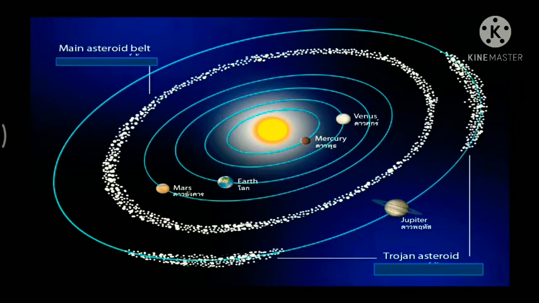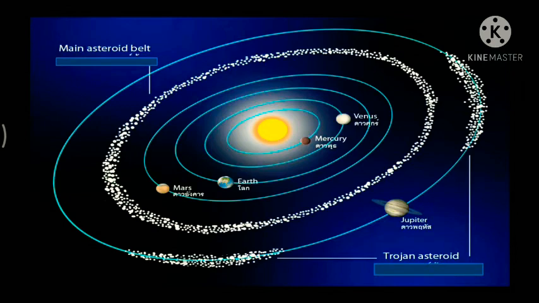Now their orbits lie between the orbits of Mars and Jupiter. As you can see in the picture here, this is the asteroid belt, as we call it. Their orbits lie between the orbits of Mars and Jupiter. Just between Mars's orbit and Jupiter's orbit lies the asteroid belt.